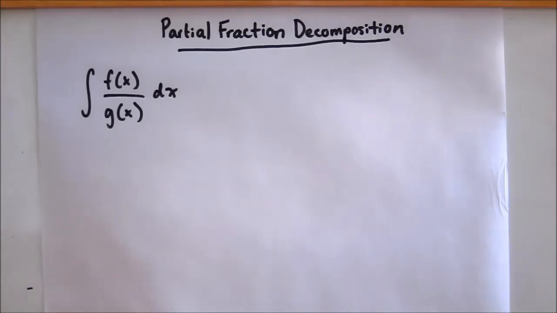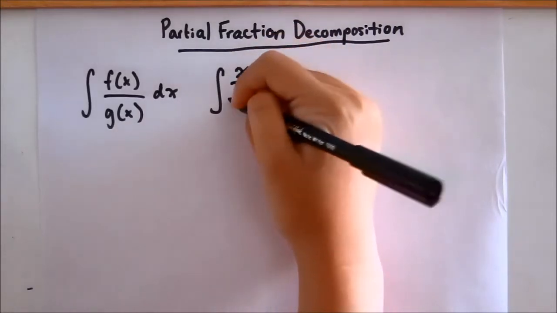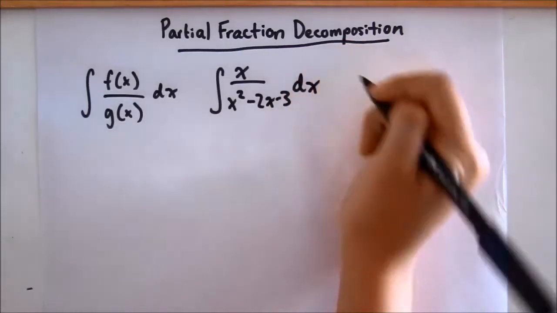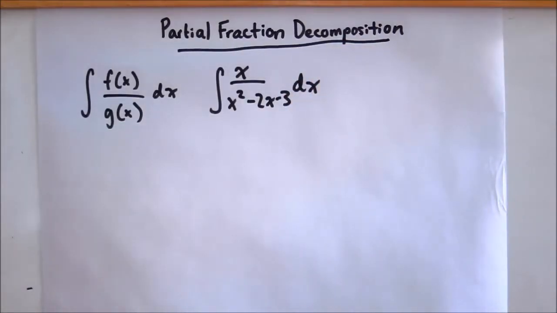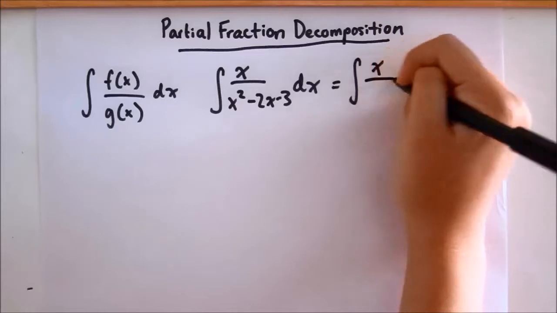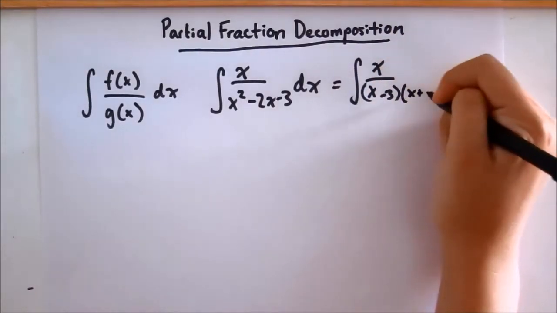For example, say you're given the problem integrate x over x squared minus 2x minus 3. In this case, you can see that you can use partial fraction decomposition because the numerator is to the first degree and the denominator is to the second degree. Since the top is smaller than the bottom, you can use partial fraction decomposition. In addition, you can see that the bottom is easily factorable. If we go ahead and factor that, this is equivalent to the integral of x over x minus 3 times x plus 1.